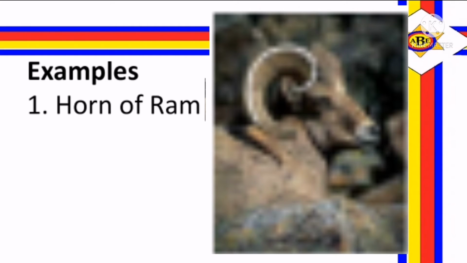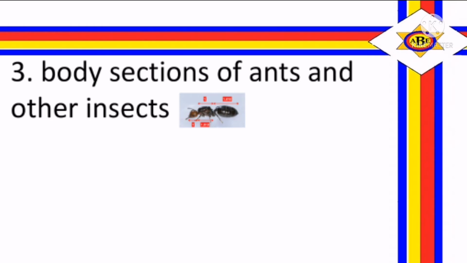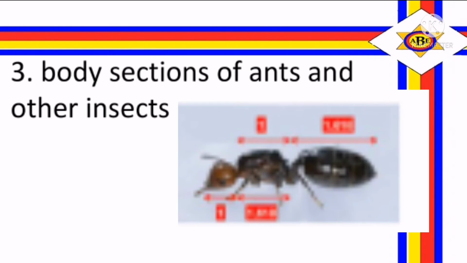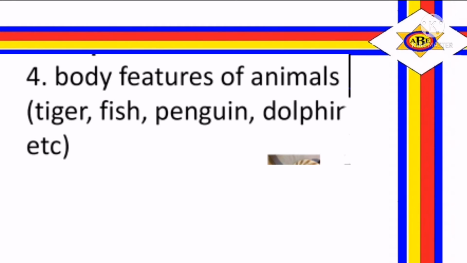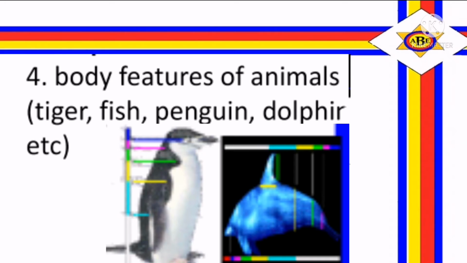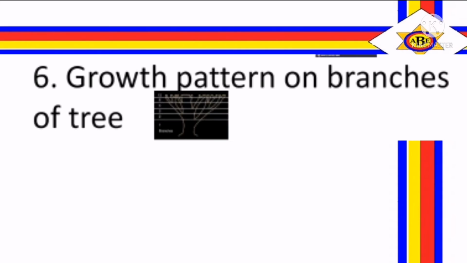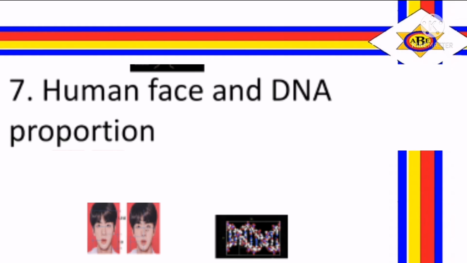We have the horn of a ram. The wing dimension and location of eye-like spots on a moth. Body sections of ants and other insects. Body features of animals like tiger, fish, penguin, dolphin, and etc. Spirals of seashells. Growth pattern on branches of a tree. Human face and DNA proportion.